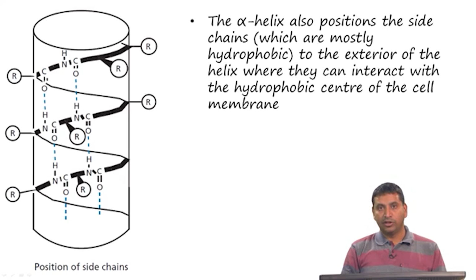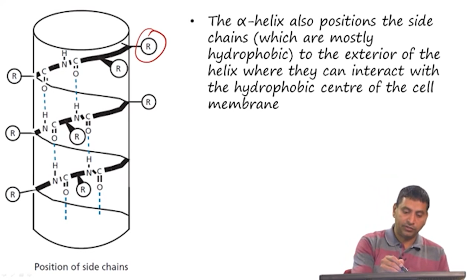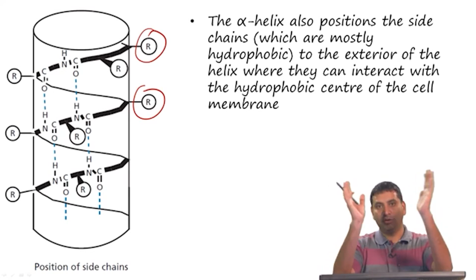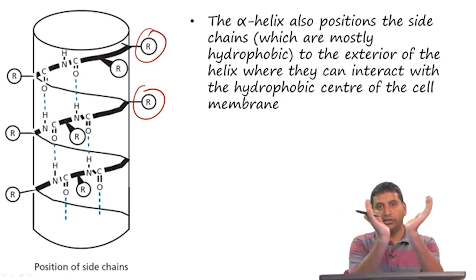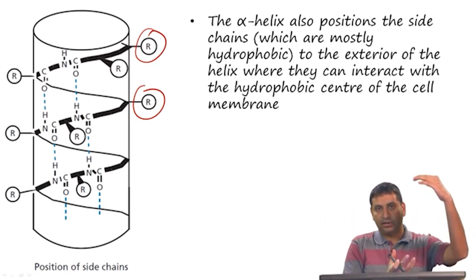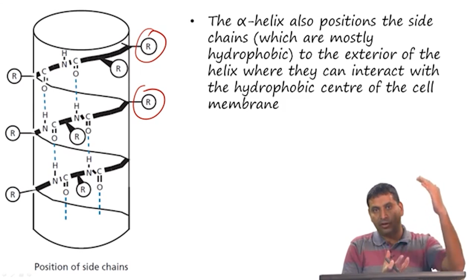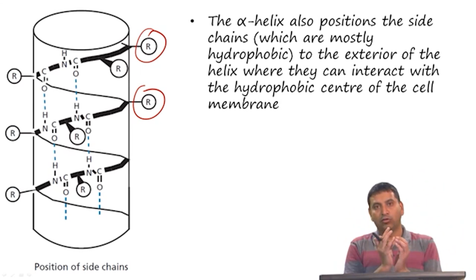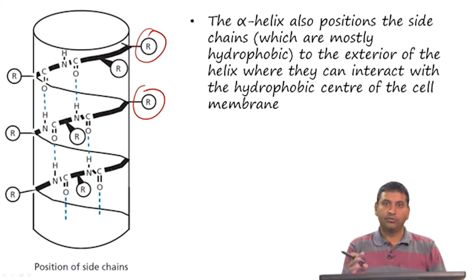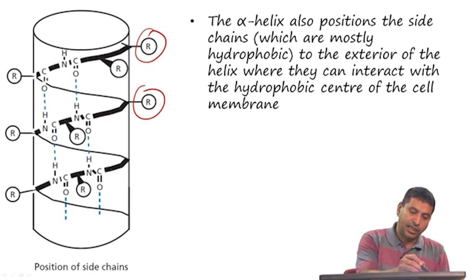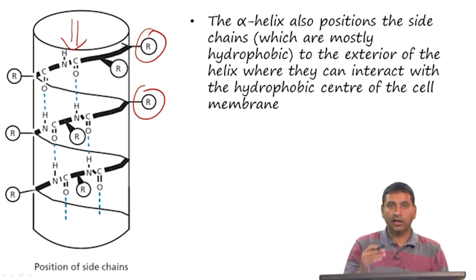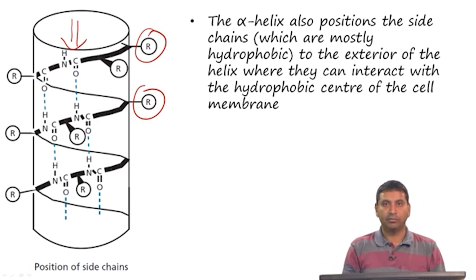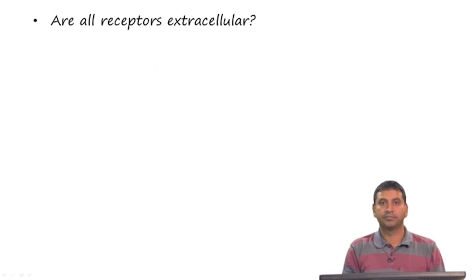But the interesting thing about the alpha helix is that the side chains, which are represented by R, are actually on the outside. So, when the side chains are positioned outside and the hydrogen bonding regions are on the inside, the side chains, which can be hydrophobic in nature, can actually interact with the cell membrane. This is why we have alpha helices in the transmembrane region, because they have a hydrophilic interior and a hydrophobic exterior, which can bind to the transmembrane region.